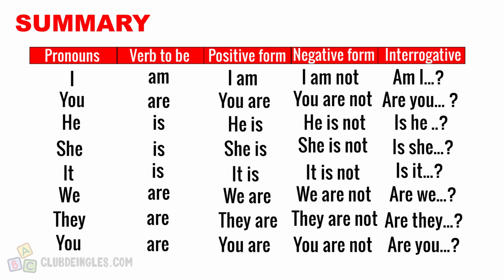Let's summarize the verb to be content. I am. I am not. Am I? You are. You are not. Are you? He is. He is not. Is he? She is. She is not. Is she? It is. It is not. Is it? We are. We are not. Are we? They are. They are not. Are they? You are. You are not. Are you?